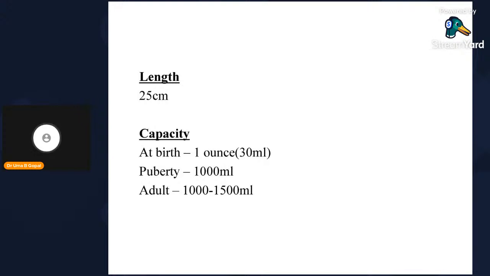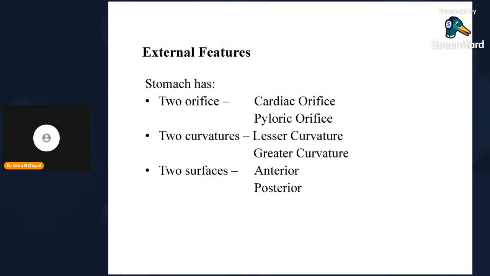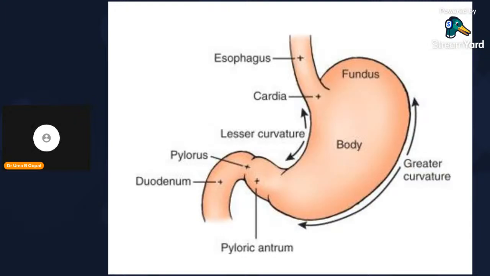Length 25 centimeters. Capacity at birth is 1 ounce, at puberty 1000 ml, and in an adult 1000 to 1500 ml. So at birth 1 ounce means 30 ml, 30 ml means 5 spoons, one spoon is equal to 5 ml. Okay. External features: stomach has 2 orifices, cardiac and pyloric orifice, 2 curvatures, lesser and greater curvature, and 2 surfaces, anterior surface and posterior surface.